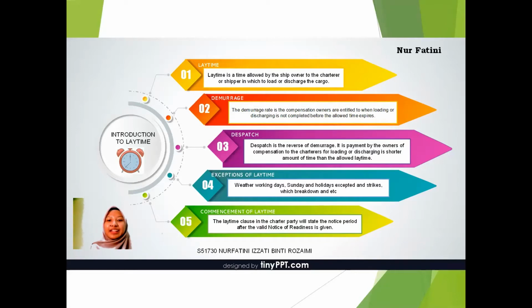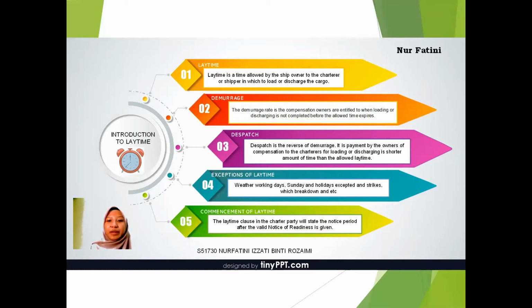First term is laytime. Laytime is the time allowed by the ship owner to the charterer or shipper in which to load or discharge the cargo. Second term is demurrage. The demurrage rate is the compensation the owner is entitled to when loading or discharging is not completed before the allowed time expires.